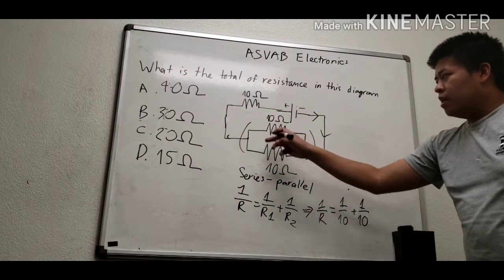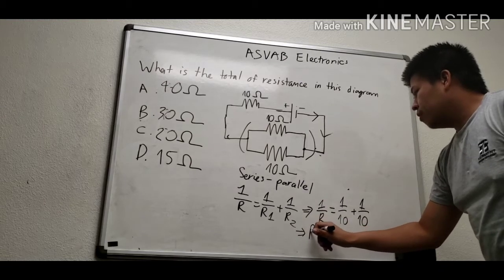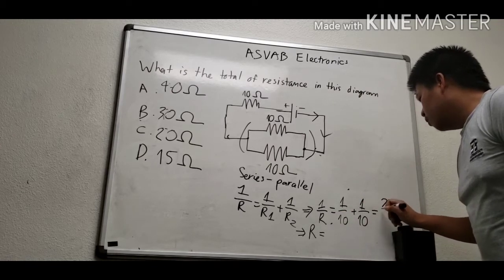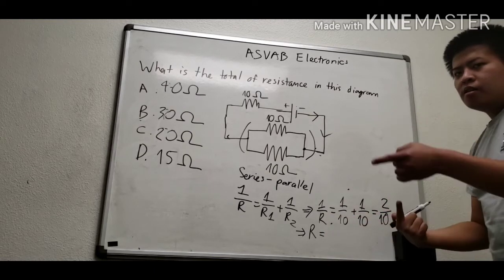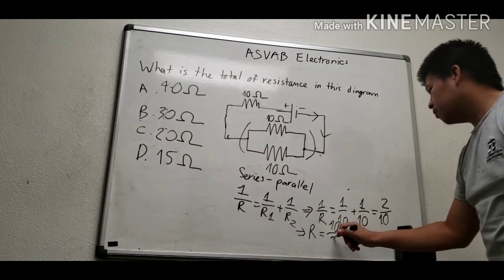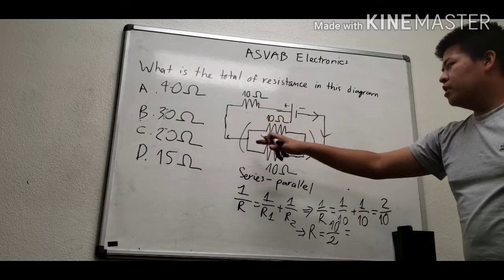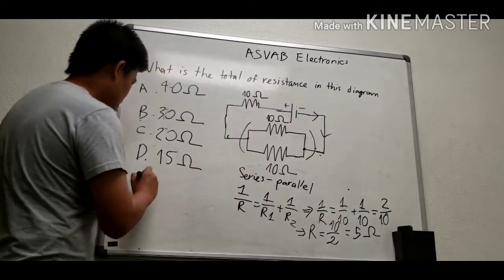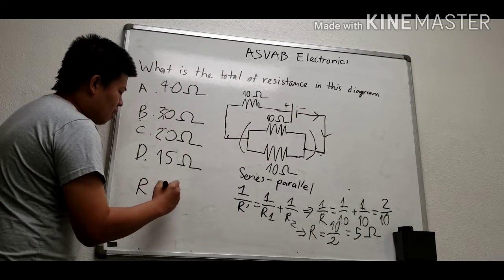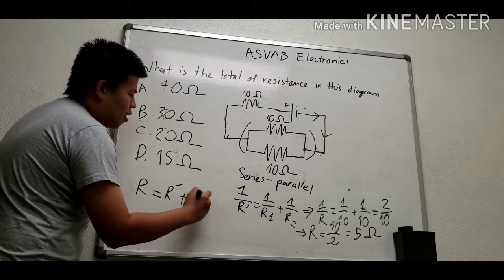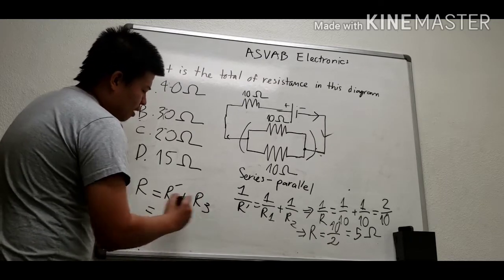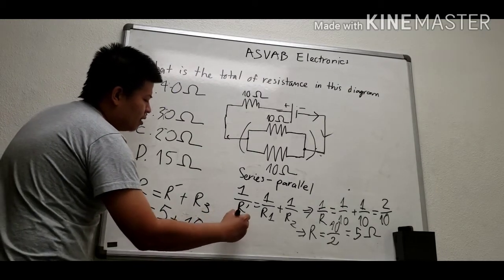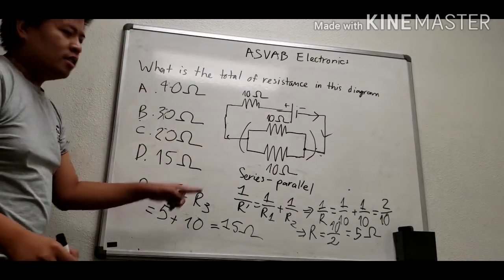R1 and R2 are 10 ohm and 10 ohm. Then we calculate 1/10 plus 1/10, which is 2/10. After that we reverse the fraction, that's 10 divided by 2, so the resistance in the parallel is 5 ohm. So we have R equal to R star plus R3. We calculate 5 plus R3, which is 10, and sum together we get 15. The answer for this question is D.